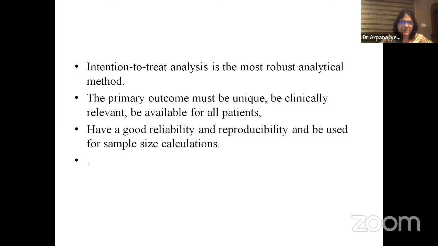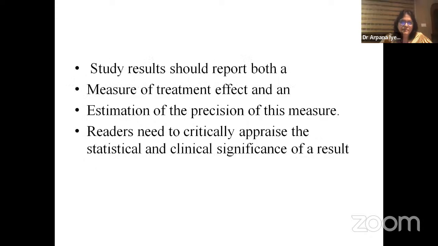And intention to treat analysis is definitely the most robust analytical method, so we should look for whether the trial had intention to treat or per protocol analysis. The primary outcome must be unique, clinically relevant, available for all patients, and have good reliability and reproducibility. Also, study results should report both a measure of the treatment effect, like relative risk, absolute risk reduction, effect size or number needed to treat, and also an estimation of the precision of this measure by confidence intervals.